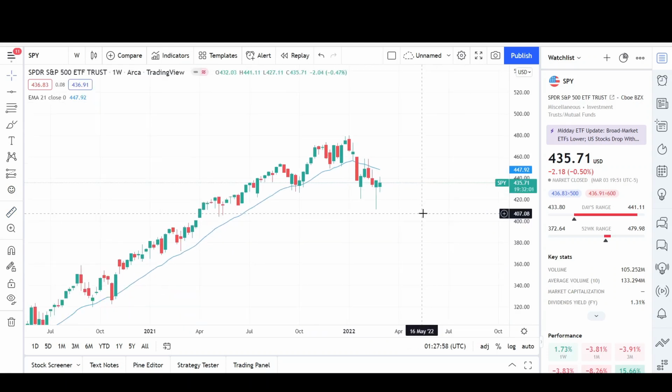I'm just still deciding if this is a two-legged pullback, or we're just going to continue higher from here. As of right now, for the prices I see on the chart, it's telling me that it's probably going to be a two-legged pullback to the $400 level, and then from there we can probably continue higher.